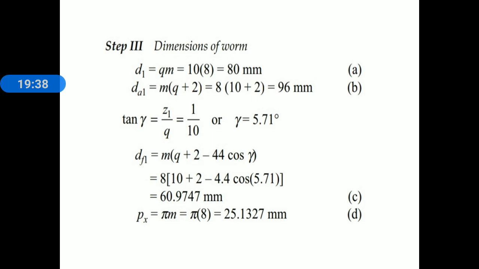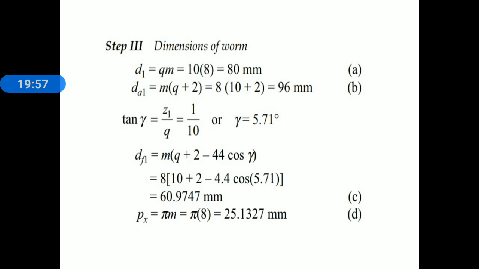And the last dimension of worm, axial pitch. Px is equal to pi into m. That is the relation to obtain the value of axial pitch. Pi into 8, we get the value of axial pitch Px is equal to 25.1327 millimeter. Consider equation number D.